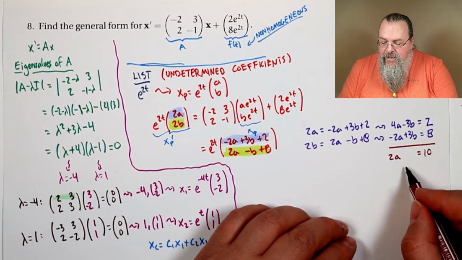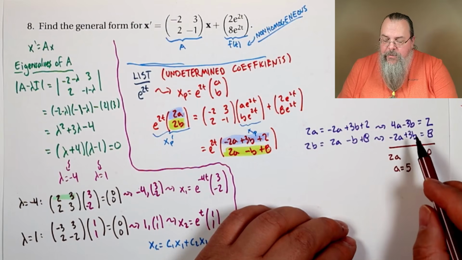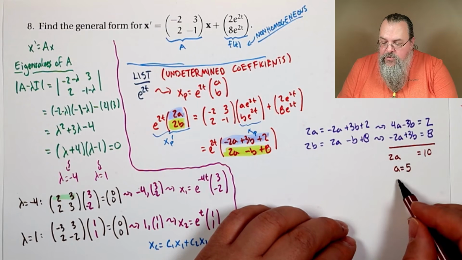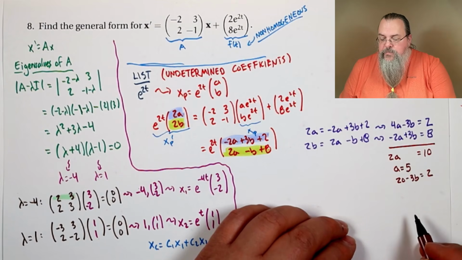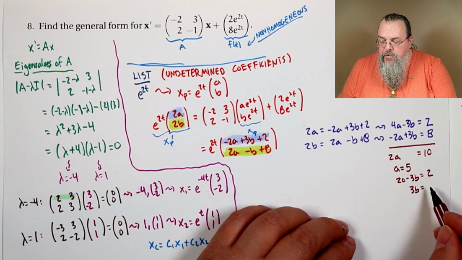2a should equal 10. That tells us a should be 5. Well, once we know a equals 5, plug it into either equation, doesn't really matter. 20 minus 3b should be equal to 2. Or 3b should be equal to 18, or b equals 6.